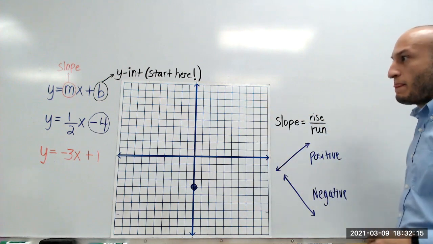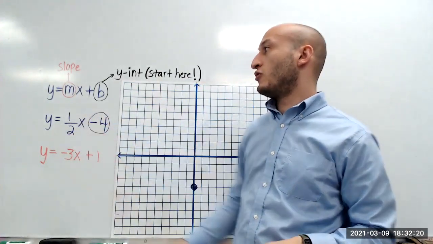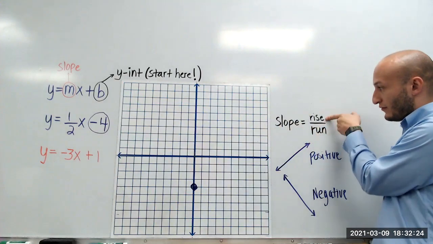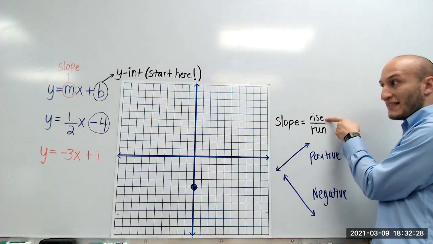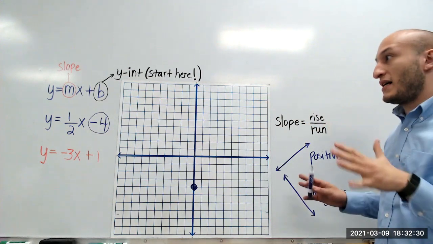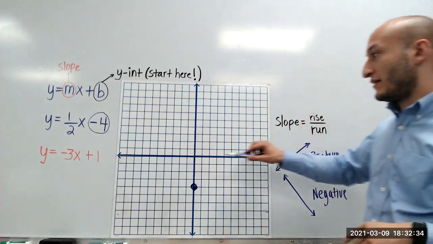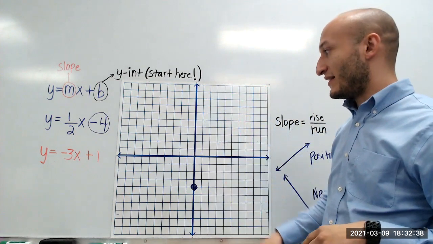So let's start with this one. My slope is 1/2. Now my numerator, which is rise, the top, is a 1. So I'm going to rise 1 unit. Now it's positive, so I'm going to go up, because anything up is positive, anything down is negative.